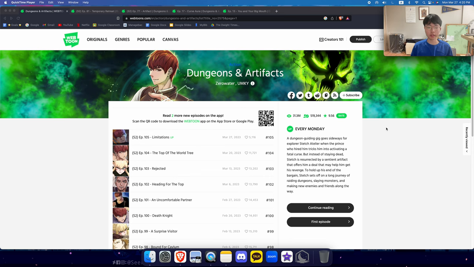So, Dungeons and Artifacts is about a main character named Stetch. Stetch is an adventurer with navigation skills, which means that he can navigate through dungeons. Now, in this world, there are dungeons which contain artifacts, and these artifacts are something that everybody wants due to their immense power and usability.